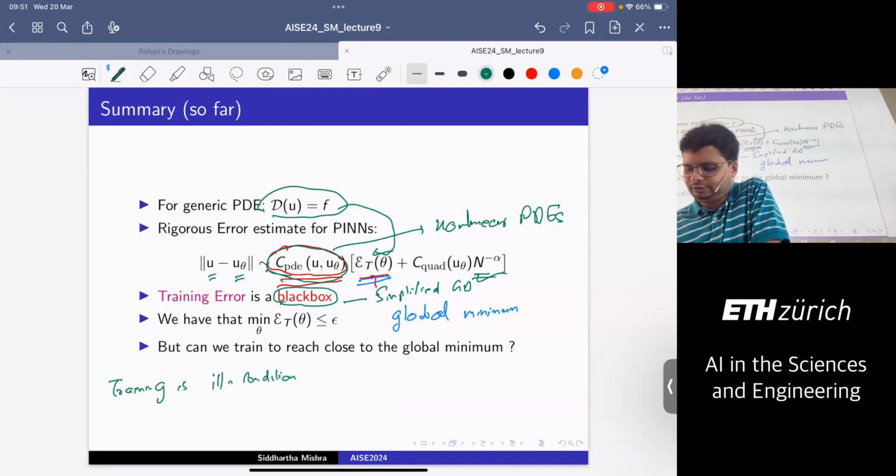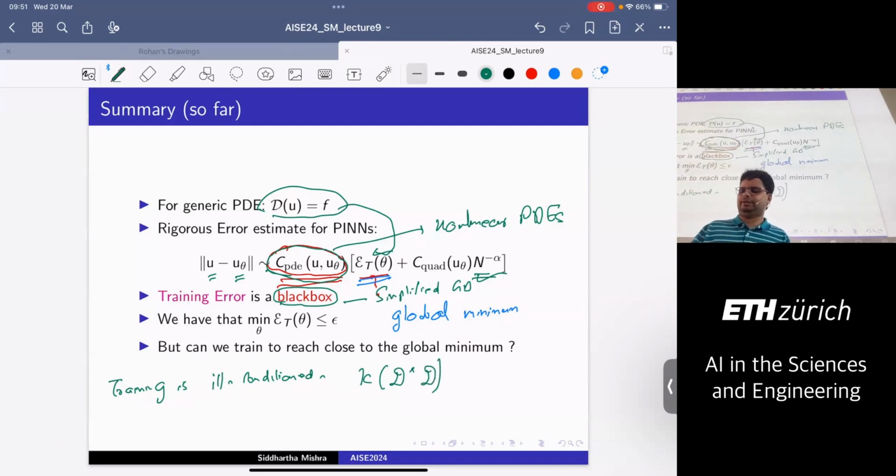It's ill-conditioned because it depends on the condition number of D star D. And D itself, if you take the Navier-Stokes equation, has some nonlinearity, some transport and so on. When you take D star D, first of all, you get fourth order derivatives, space-time derivatives, all kinds of cross terms, and we don't yet know how to precondition these kinds of problems. For simple problems, we can precondition them. We can precondition the bi-Laplacian, for instance.